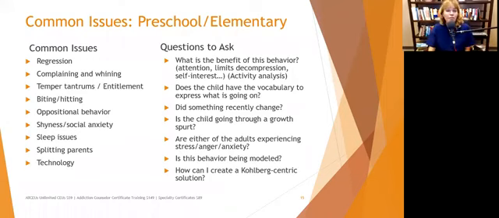Is this behavior being modeled? Is there another child in the family or adult in the family that is modeling this behavior, so the child thinks it's a way to get his or her needs met? And how can I create a Kohlberg-centric solution? So think about the stage of moral development that the child's at. Are they trying to do what's best for them, that it's all about me? Are they trying to conform to norms and get approval from the parent? Probably one of those two at this age. So how can we help them make a choice that will benefit them?